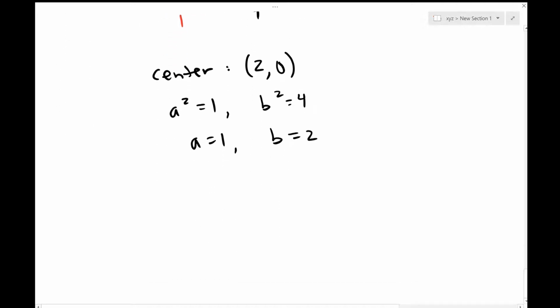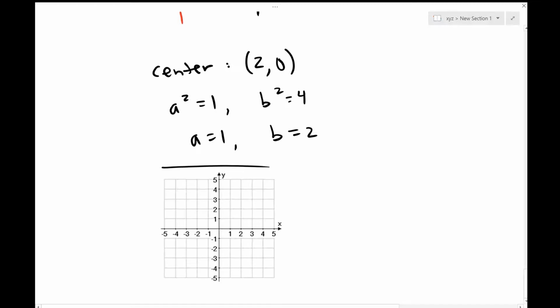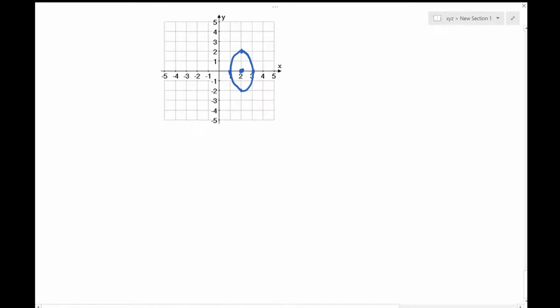And so again, we can use this information in order to sketch our graph. So starting from our center at (2, 0). Again, a is 1, so we simply count to the left and right from our center 1 unit. b is 2, so we go up 2 units and down 2 units. So we have this rather small ellipse right here. So that's how we sketch graphs of ellipses. Next thing we'll do is to analyze various properties of ellipses that we need to be familiar with.